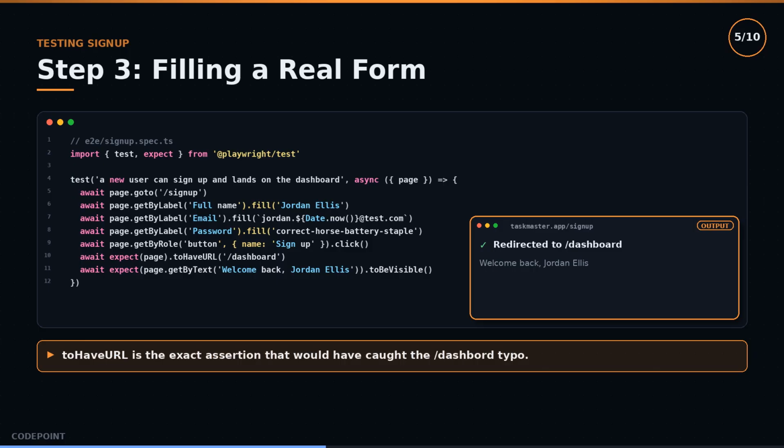to be visible. Date.now in the email keeps every test run using a fresh never-before-seen address. Without it, the second time this test runs, it would collide with the unique constraint on email from video 8 and fail for a completely unrelated reason. toHaveURL is the assertion that would have caught the dashboard typo from the cold open immediately.